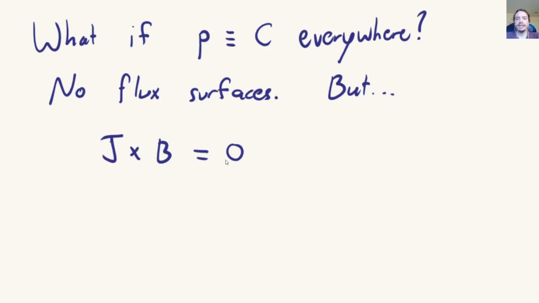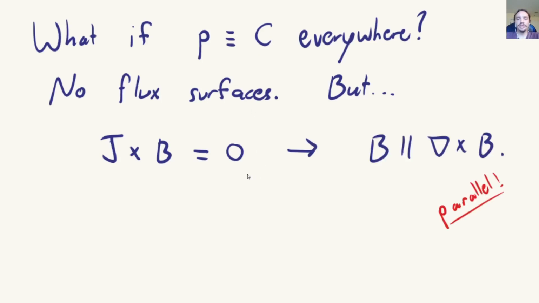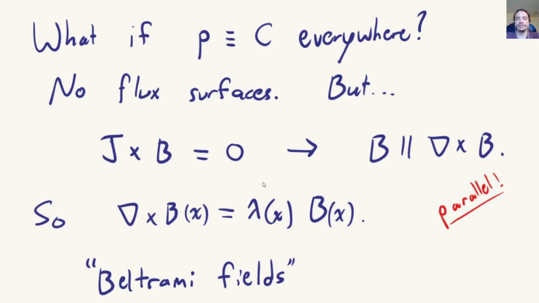When J cross B equals 0, that's what happens when the pressure is constant. That means that J and B are parallel vectors, because the cross product of two parallel vectors is 0. Okay, if B is parallel to curl of B, then that means that curl of B has to be equal to B times some constant. At each point this constant could be different, so we need some function lambda of x. That's the proportionality between B and its curl. When this happens, we call this vector field B a Beltrami field.